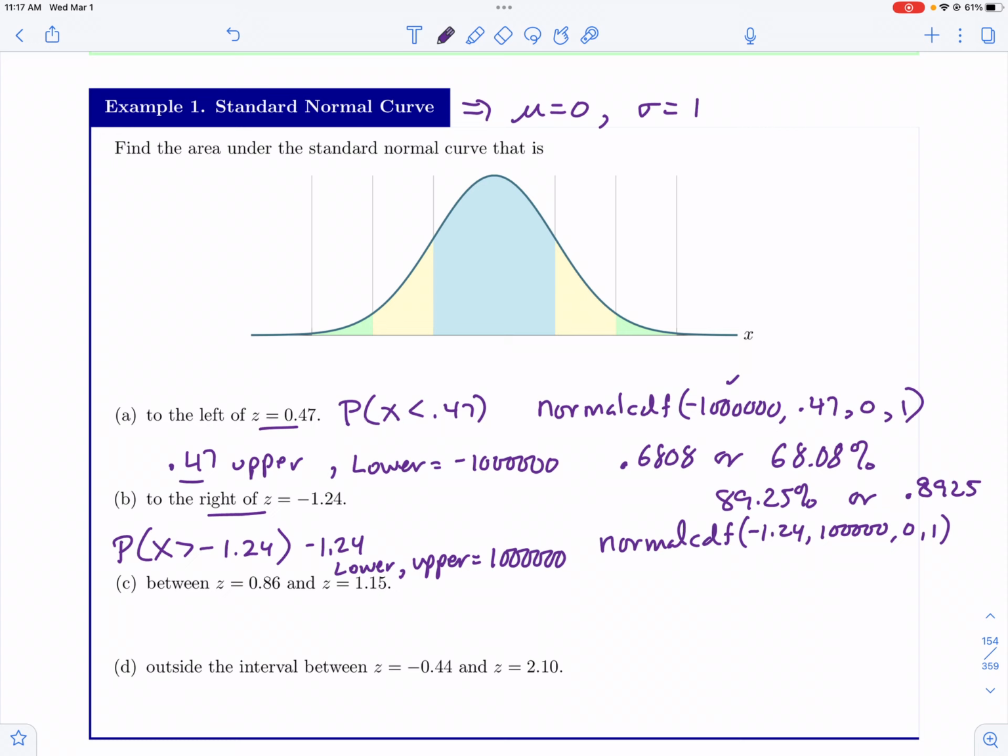All right, so C is actually set up ideal for the way normal CDF works, because in this case we're trying to find the value between two different values. So this is exactly what we're looking for. So this means that 0.86 is going to be our lower, the 1.15 is going to be our upper. So we can just go straight to setting this up as 0.86, comma 1.15, comma our mean, comma our standard deviation.